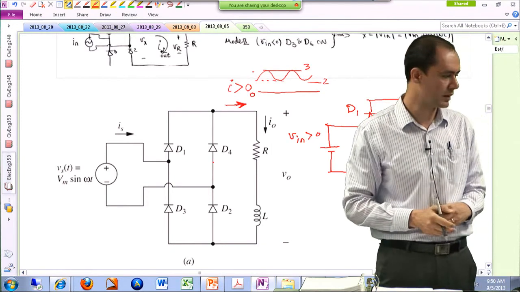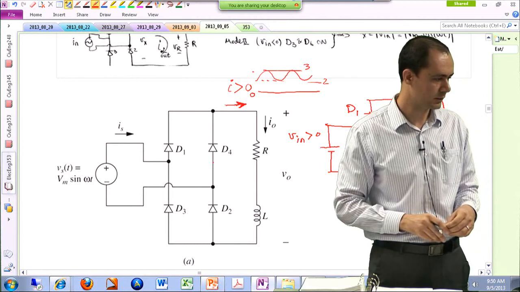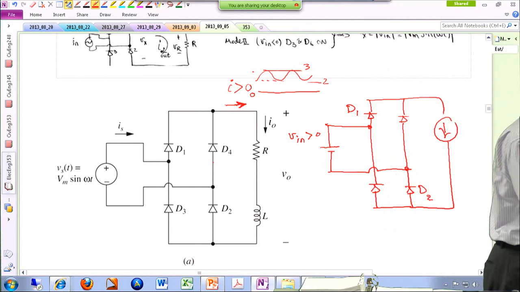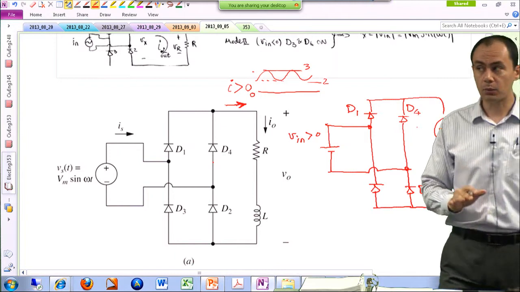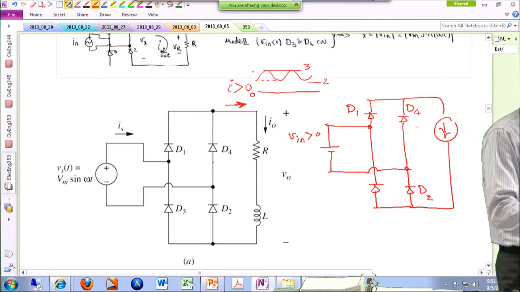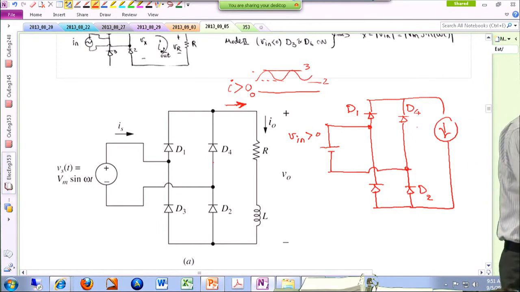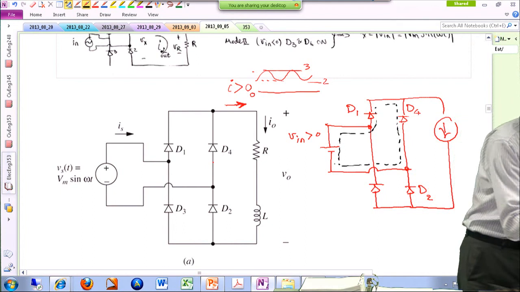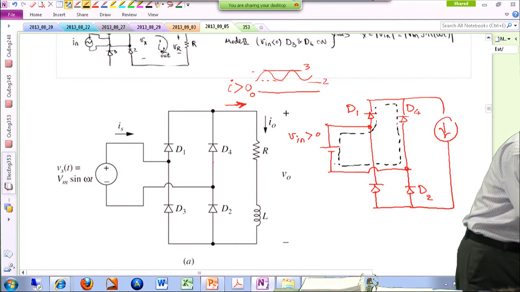For instance, if you assume that D4 is conducting, that is not going to make sense. Let's look. First of all, between D1 and D4, we know that they cannot both be off, because that violates the continuity of the output current. And I can make an argument that in this case, if you look at this loop, let me use a different color. If you look at this loop and redraw this, you basically have a system like this.